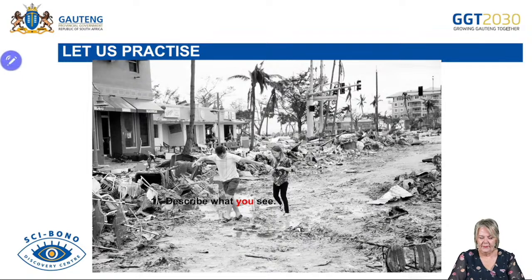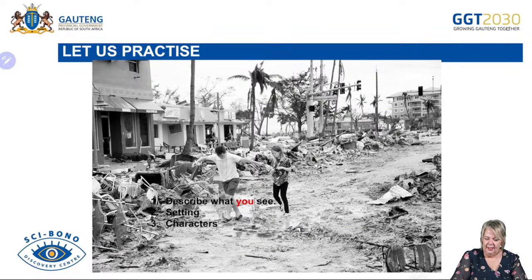Then, put it in a setting. Where does this take place? When does it take place? Then let's take a look at the characters. Now we see 2 characters, but nothing stops you from creating another character or 2 or 3. They might be running and looking for survivors. It might be their dog or cat. Do you see that the opportunities and the possibilities are endless?